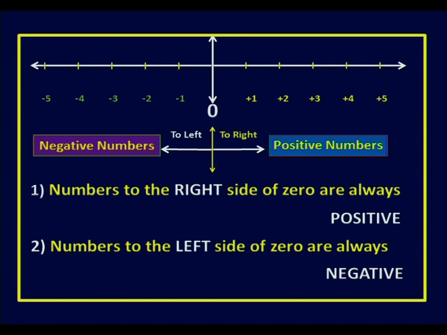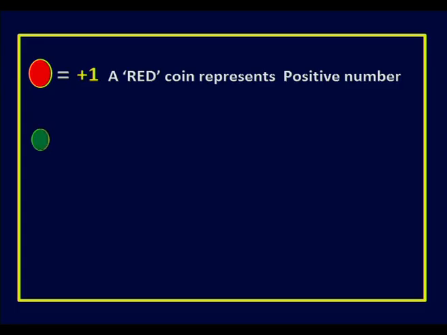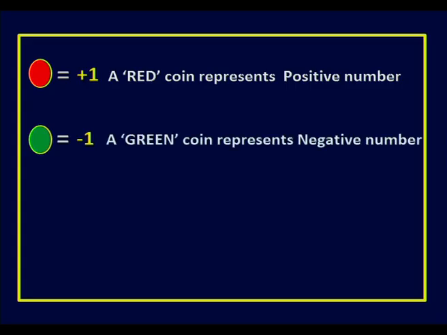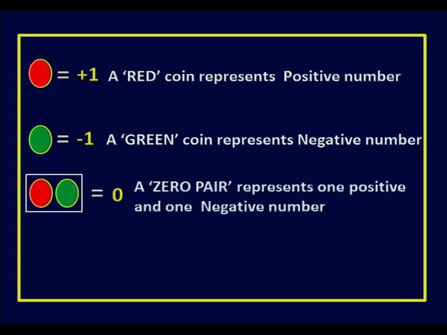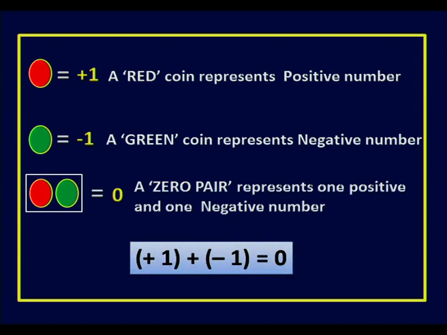So, numbers to the left side of 0 are always negative and the numbers to the right side of 0 are always positive. So, children, let us consider a red coin which is equal to +1, okay, children, and that is nothing but a positive number, and a green coin which we denote as -1, that means it represents a negative number. And we have a pair of both red and green coin and we mark it as 0. A 0 pair represents one positive and one negative number, that is +1 plus -1 is always equal to 0. Okay, children. So, that is we call it a 0 pair.